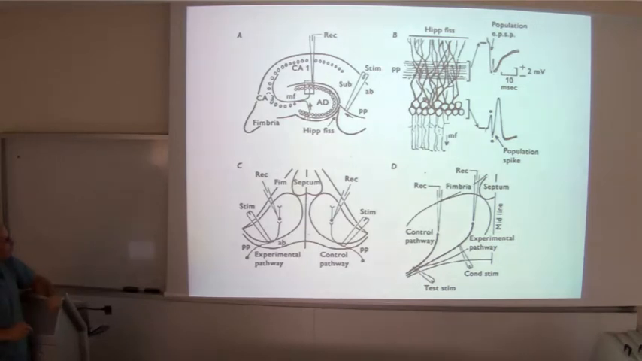They put a stimulating electrode on the perforant path, the axon that comes from the entorhinal cortex and goes to the dentate gyrus, and then they record in the dentate gyrus. This is an extracellular recording, a field potential. They do it on both sides, so they can stimulate in one and record in one, stimulate in the other one, record in the other one.